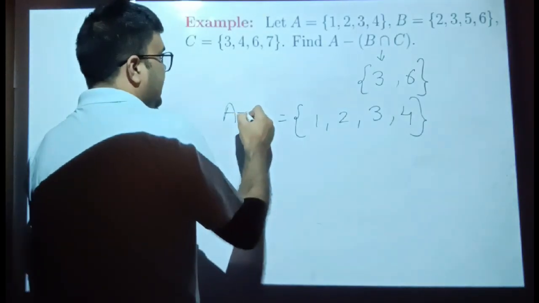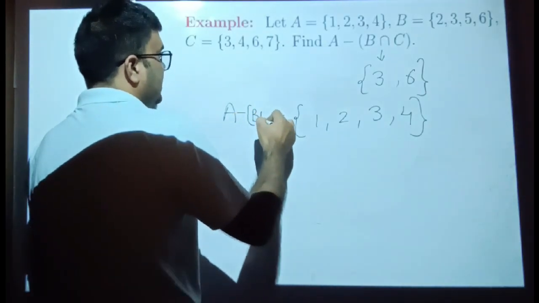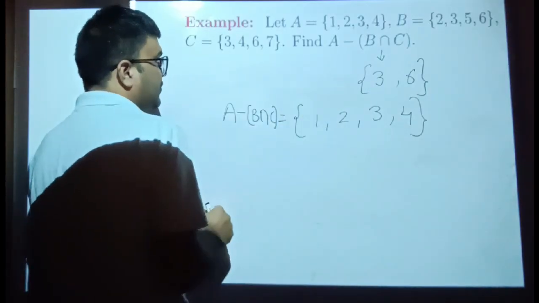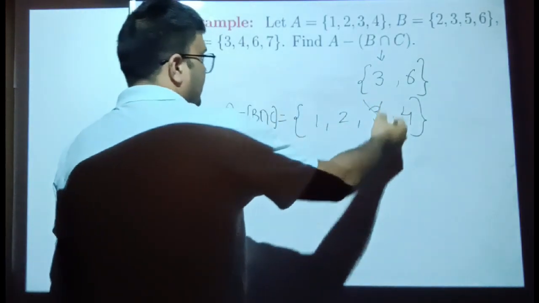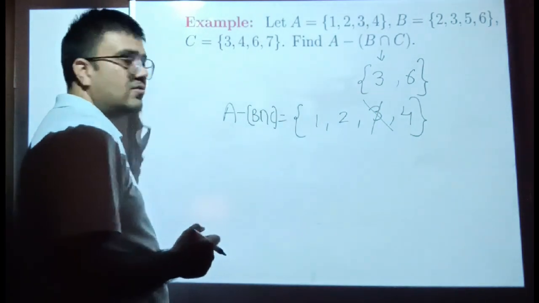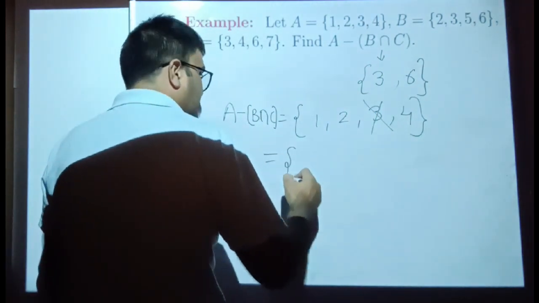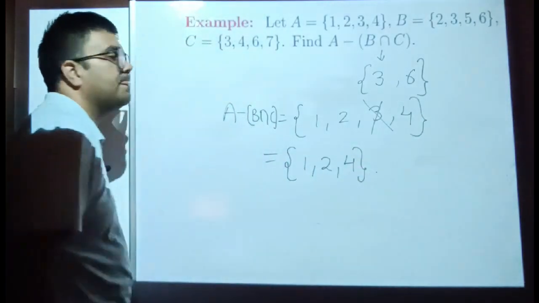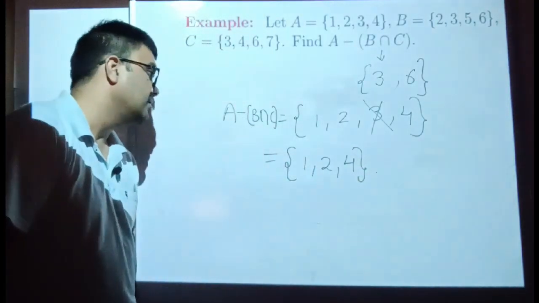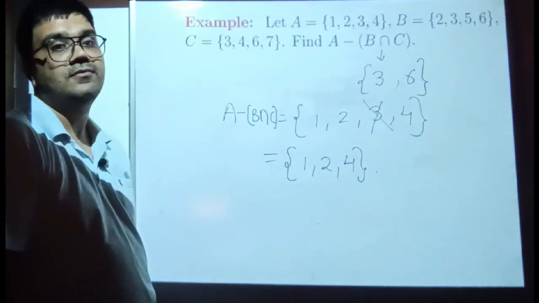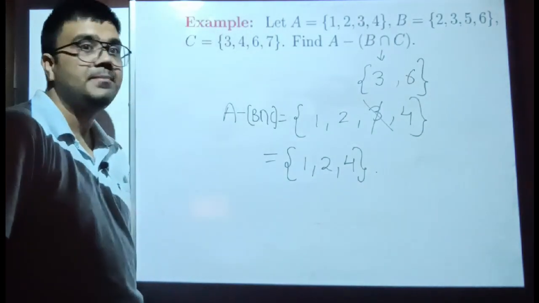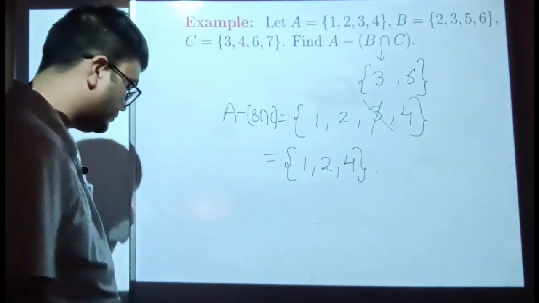We have to find A minus B intersection C. It means from A we have to remove the elements of B intersection C. We remove 3, 6 is already not there. So the answer we are left with is 1, 2 and 4. So we are left with these 3 elements 1, 2 and 4. This is the answer for A minus B intersection C.